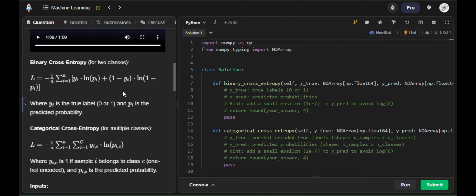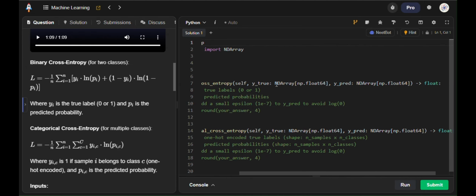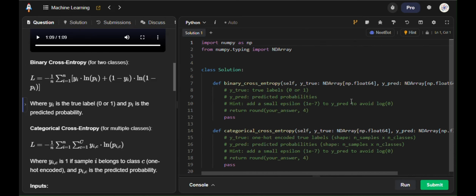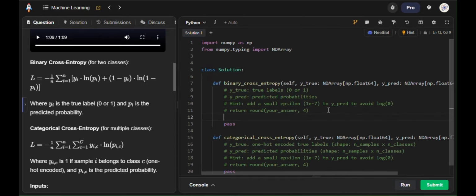As you can see, the formula for binary cross-entropy loss is like this. What we are given as function parameters here is yTrue, which is an n-dimensional array, and ypred, which is also an n-dimensional array. We are going to detect how much the predictions deviated from the true values. Let's begin. First we define epsilon. For this question we will take it as 10 to the power minus 7. Epsilon must be very small so that it doesn't hamper our original values.